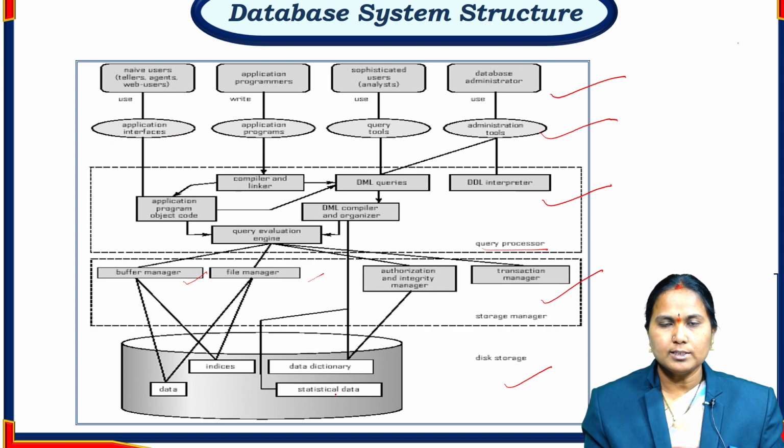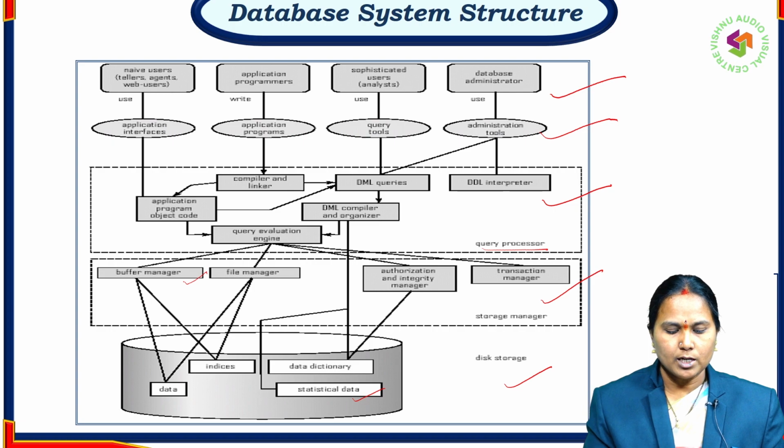Coming to the last one, disk storage. In the disk storage, the data items are stored in the form of indices, statistical data, and data dictionary. Whatever data we are storing, every data item's meaning is stored, similar to a dictionary. Coming to the statistical data, the comparison of statistical analysis data is stored by using the statistical data item. Coming to the next one, data. The entire data, whatever data we are storing, is maintained by the data concept.